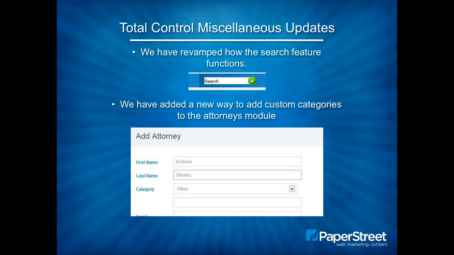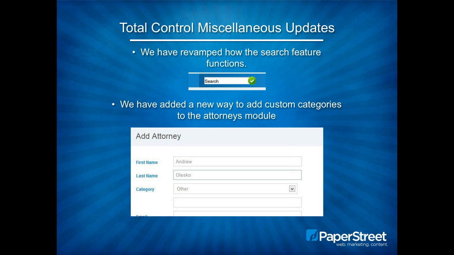We have also added a new way to add custom categories to the attorneys module. So you'll see, for example, here's my first and last name. Normally, as you know, if you've worked in Total Control, under category you have to select, let's say, partner, associate, and so forth. But sometimes we'll have clients who aren't lawyers or who have very specific names for titles at the firm. So what you can do now is when you click Other for the category, it instantly drops down a blank category field. So that's really useful.